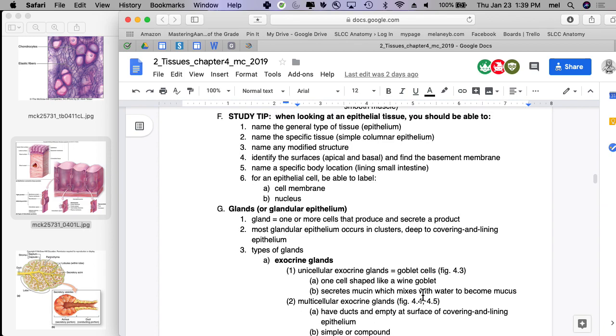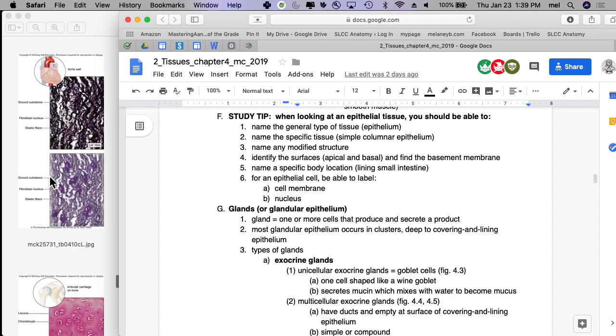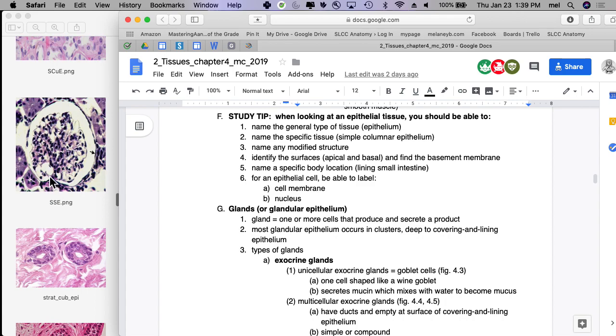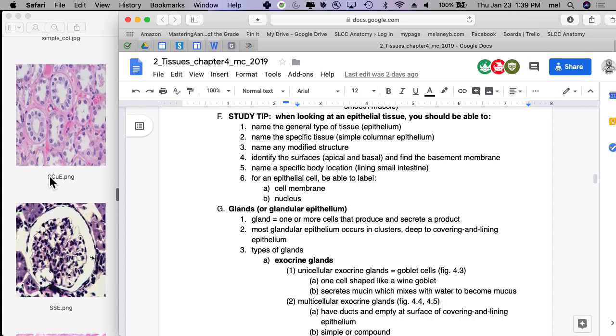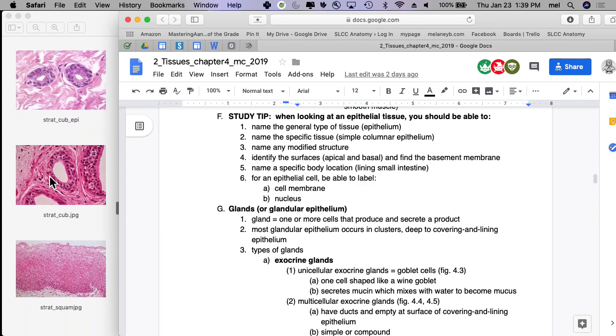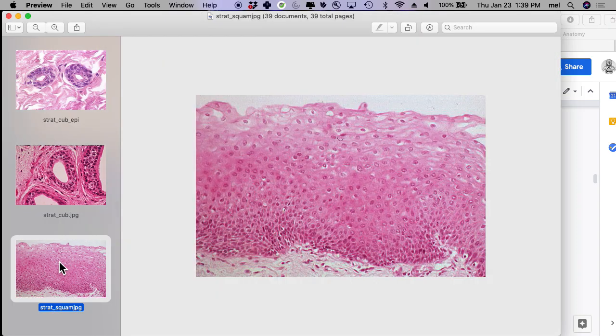Now I want to give you a study tip for knowing when you're finished studying epithelial tissues. So when have you mastered epithelial tissues? I thought of all the kinds of questions I could think to ask about an epithelial tissue, or your lab instructor could think to ask. If you can do all of these with an epithelial tissue every single time that you see it, then you're probably finished with that tissue.